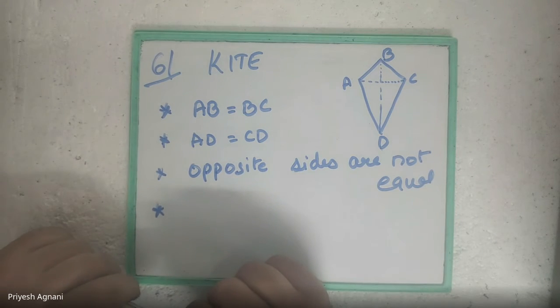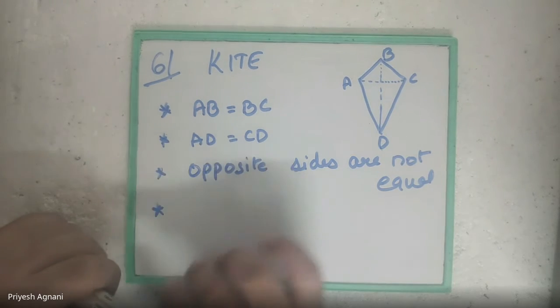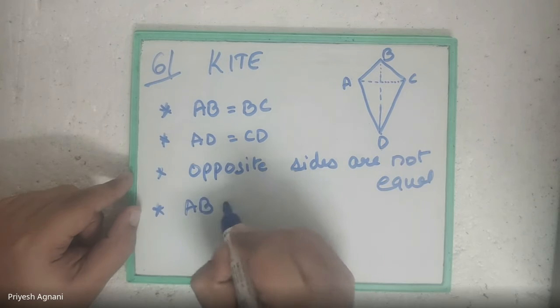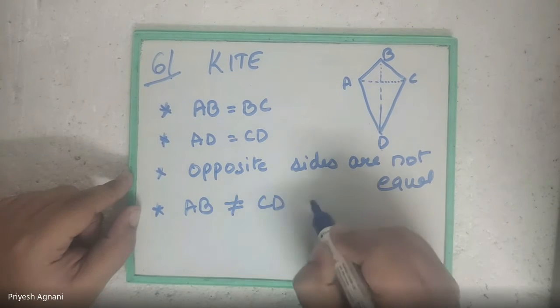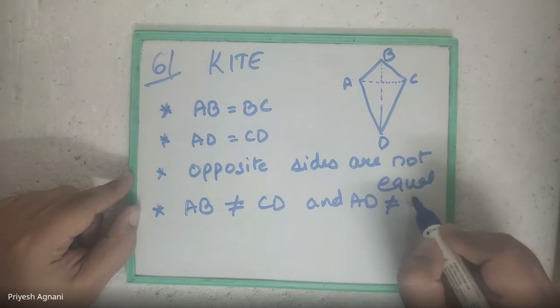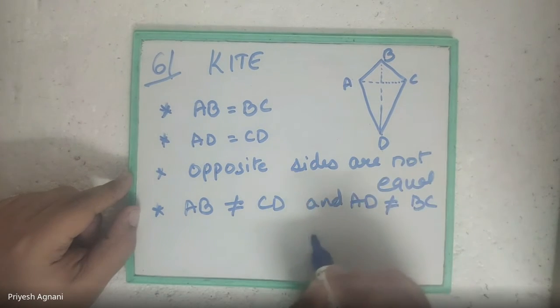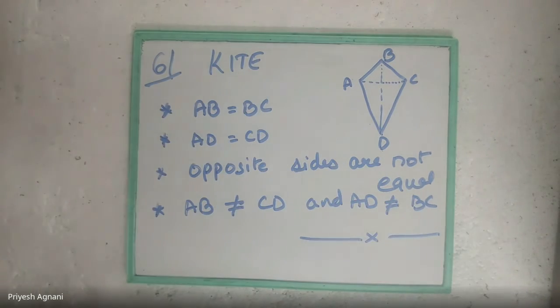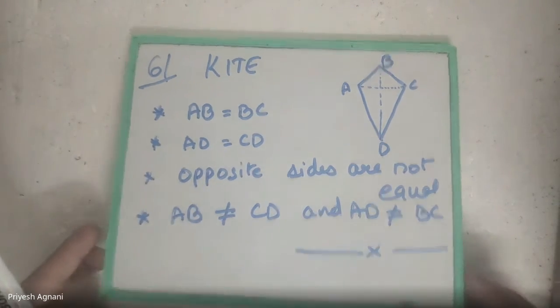Please write it down. Opposite sides are not equal. AB is not equal to CD and AD is not equal to BC. This is the formation of a kite. Please write it down. I give you a moment.